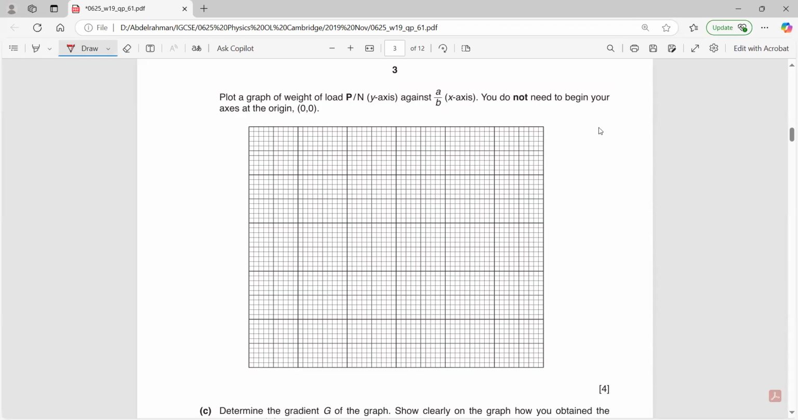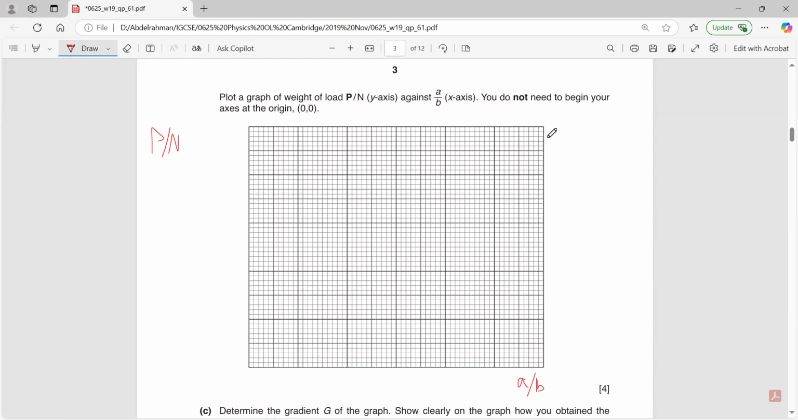Moving on to the next question, he wants me to plot a graph of P slash N on the y-axis. So first of all, I need to label the y-axis, P slash N, and then A over B. It's unitless actually, there's no unit for A over B. You do not need to start the axes from 0 and 0. Actually, if I do start it from the origin, it would be wrong.